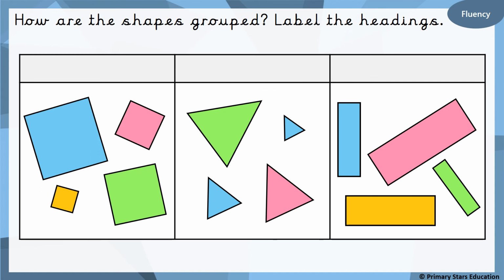How have I grouped these shapes? Fantastic. In this group, I have squares. In this group, I have triangles. And in my final group, I have rectangles. Great job, everyone.